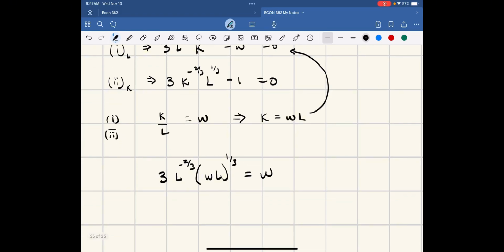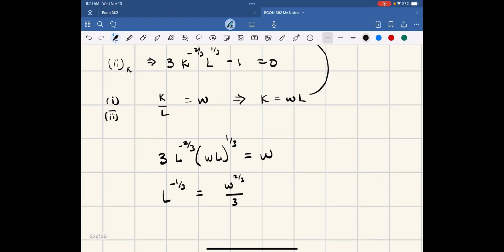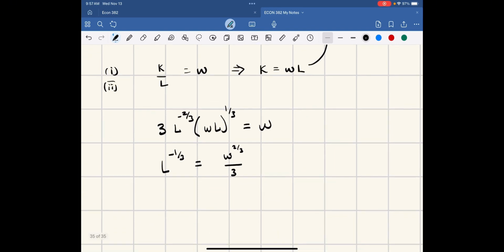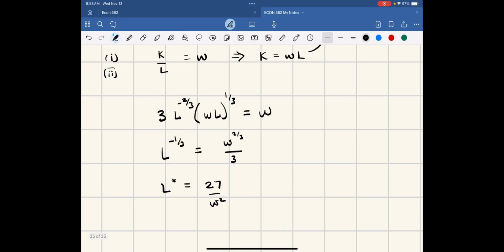Now we solve for L, and we will eventually get L to the negative 1/3 is equal to W to the 2/3 over 3. And now we can solve for L by itself, and we get L star is equal to 27 over W squared. Okay, so that's our labor demand.